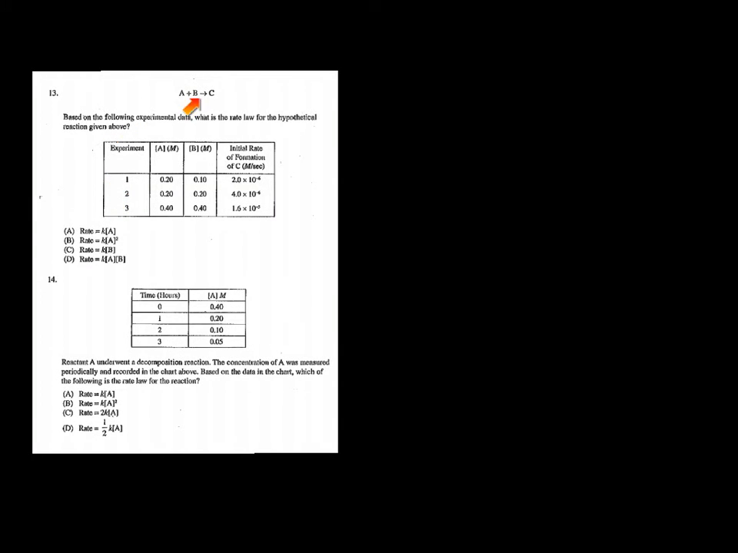Number 13. We've got a reaction. They're giving us an initial rates data table. We know that this is what we're going to do to figure out the orders. So we've done something similar to this before, but this one I think has an interesting twist. So let's look for an experiment where there's something constant.